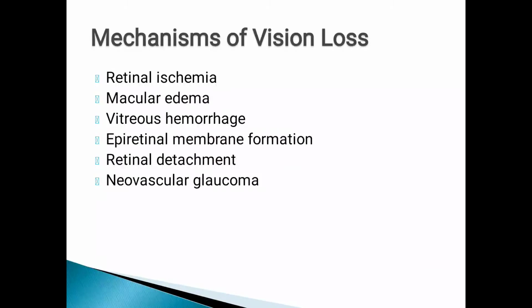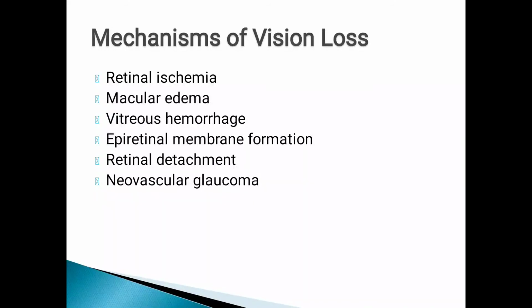So what are the mechanisms of vision loss? Let us summarize the mechanisms. Ischemia of the retina because of diabetes can cause vision loss in itself, especially in the macula. Then edema in the macular area can cause vision loss because the nutrition of photoreceptors is affected, and if the edema persists for more than 3 months, the photoreceptors are permanently damaged, leading to vision loss. Then vitreous hemorrhage will also cause vision loss.